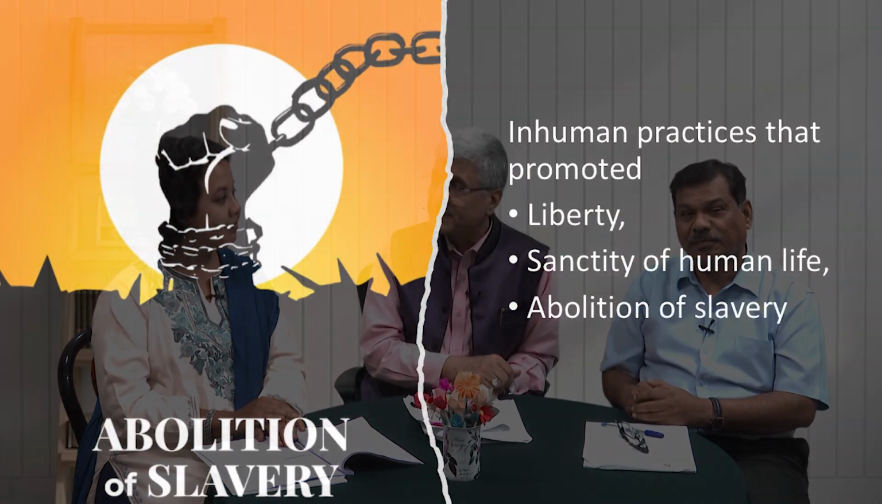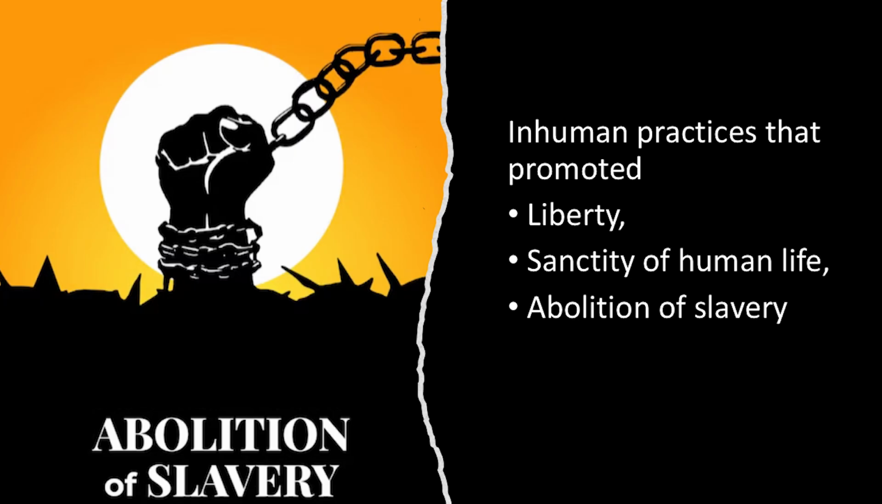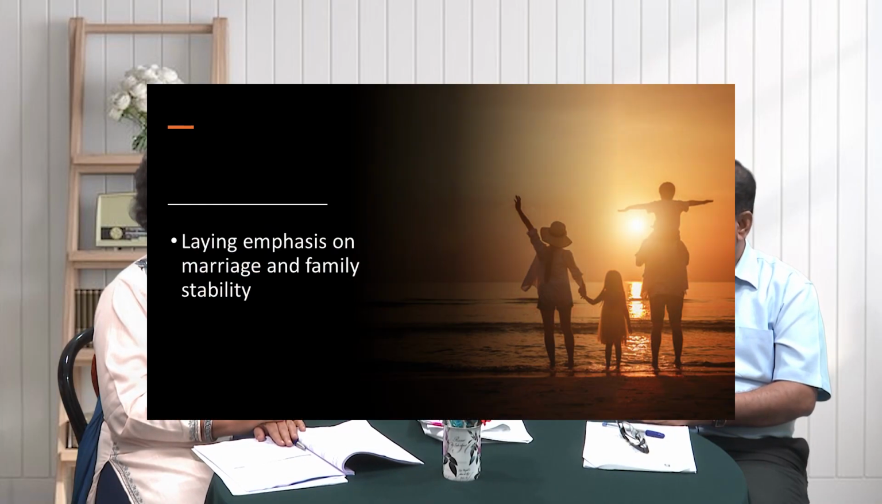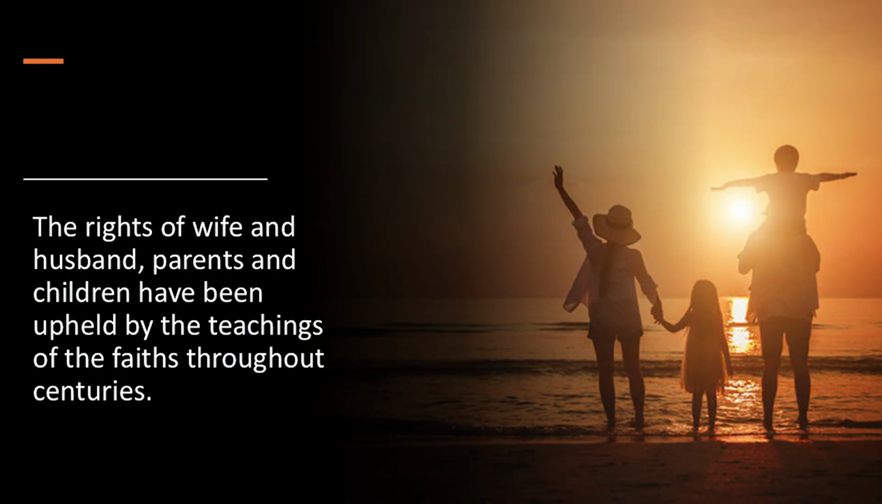In the same manner, inhuman practices that were prevailing in Europe or Asia were opposed by religious institutions that promoted liberty, sanctity of human life, and abolition of slavery. An example to this effect is laying emphasis on marriage and family stability, which even today is a big challenge in many parts of the world. The rights of wife and husband, parents and children, all these rights have been upheld by the teachings of the faiths throughout centuries.